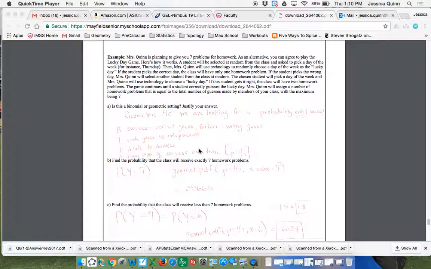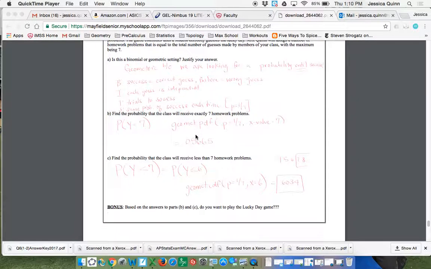So we want to figure out, first of all, if this is binomial or geometric. Since we're going until a student gets a correct match, it's going to be geometric. You still should go through the BITS instead of the BINS. So success is we get a match in the day that we're thinking of. A failure is the student guessed wrong. Each guess is independent of every other guess. We're doing trials until success, and each time I'm picking a new day in my head, so there's going to be the same probability of success each time.